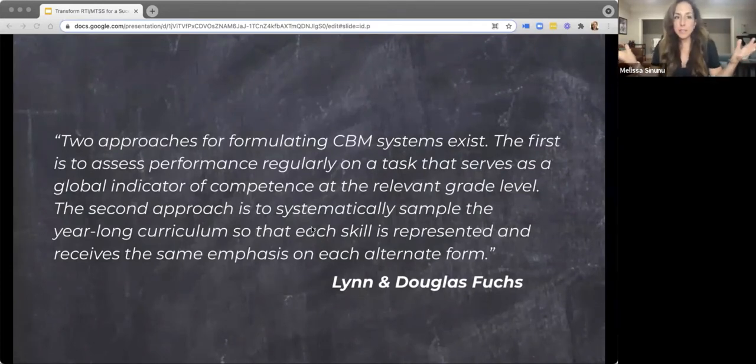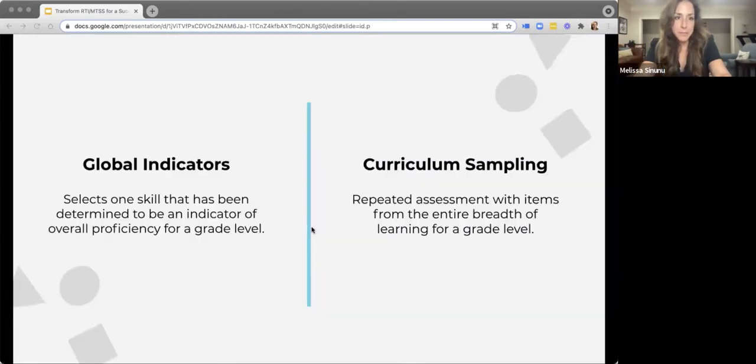So Lynn and Douglas Fuchs, the well-known researchers in educational assessment, they explain the two types of progress monitoring this way. So two types exist. The first is to assess performance regularly on a single task that serves as a global indicator of competence at the relevant grade level. The second approach is to systematically sample the year-long curriculum so that each skill is represented and receives the same emphasis on alternate forms.